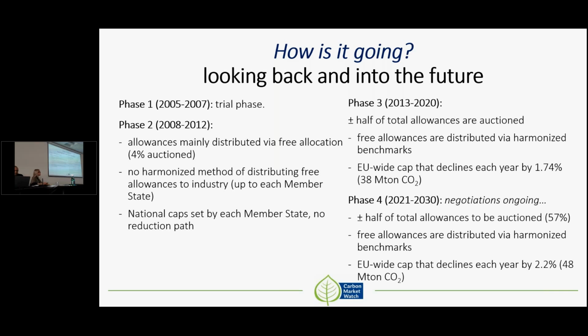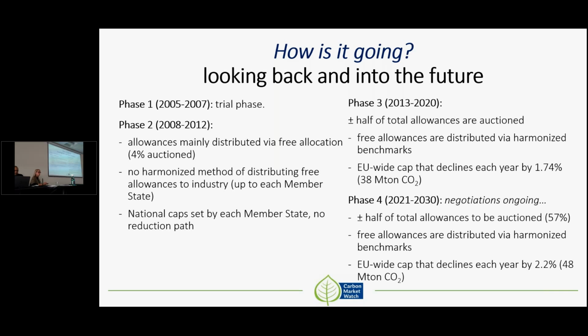The free allowances, yes. They can actually save them, and this is one of the problems. Okay, so you have them for the whole period. If I got one allowance, it's valid for the whole period. Yes, right.